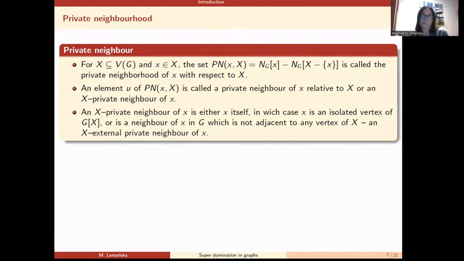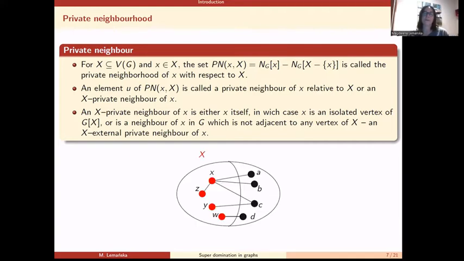I said at the beginning that I would like to talk about some variant of domination called superdomination. But to define the superdomination, I need the idea of the private neighborhood. Here is a definition, but it looks not very friendly, so it's better to explain this definition by showing an example.